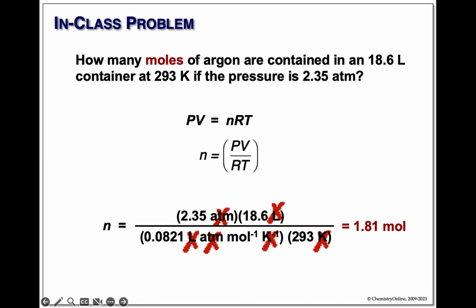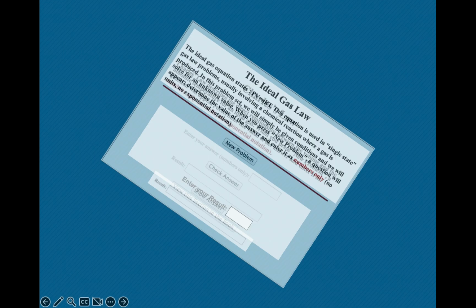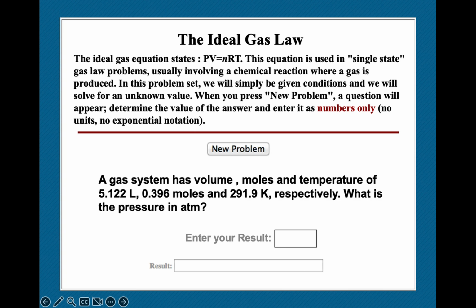PV equals nRT. Remember it, it's fun to say, fun to remember, PV equals nRT. And our last tutorial for this chapter is basically PV equals nRT. Ideal gas law. Gas system has volume, moles, and temperature of this, this, and this. What's the pressure in atmosphere?